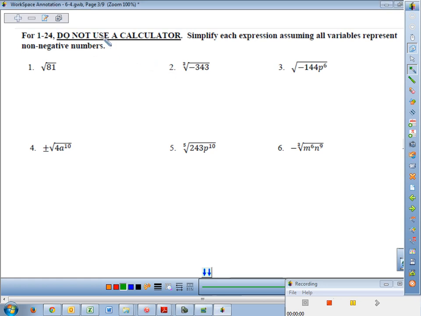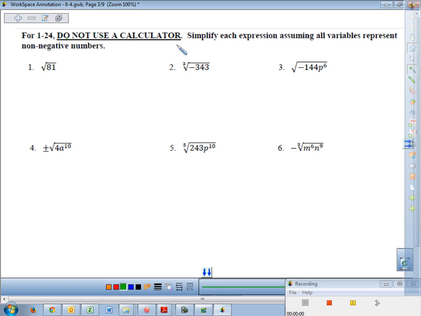Do not use a calculator. You have that perfect note card in front of you. That's for a little bit of reference, just so you can understand how much you know and how much you don't know about these numbers. These are the type of questions you will see on the non-calculator test. Anything that says do not use a calculator in the instructions, very obvious.